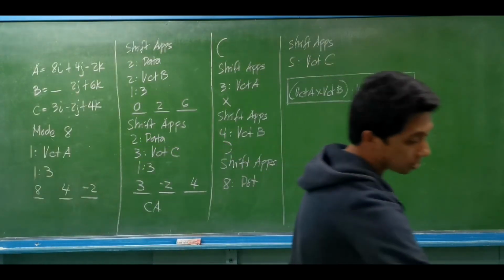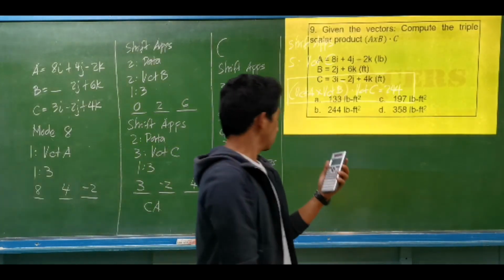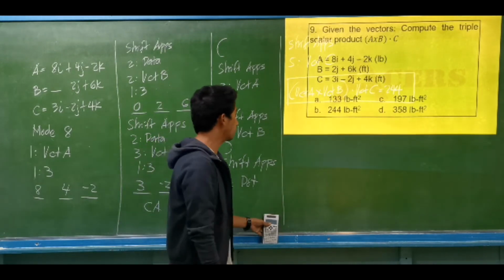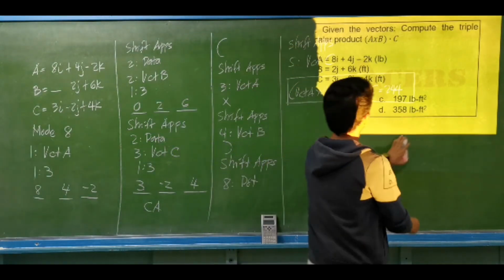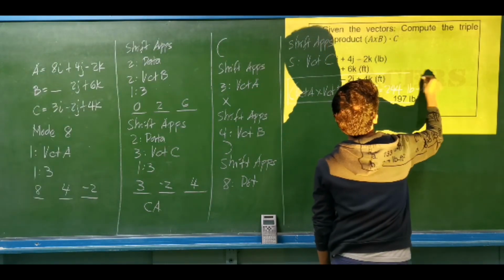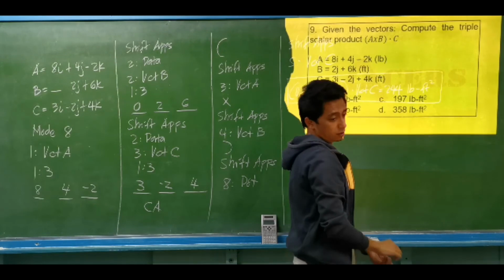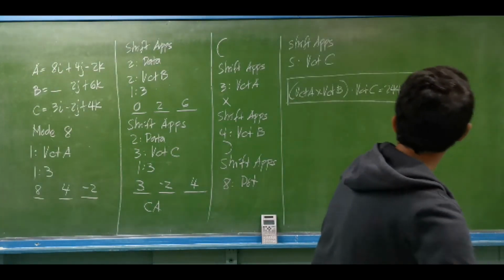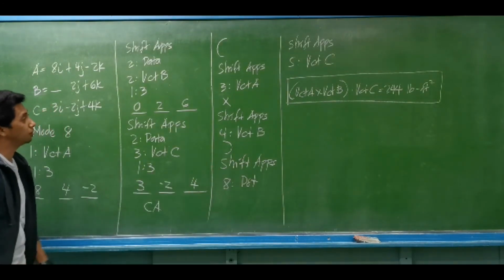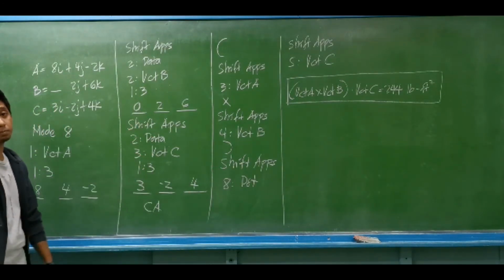Let us check on our choices. We have letter B, that is equal to 244 pounds feet squared. So we have to place the unit. 244 pounds feet squared, or foot squared. This is our mode vector in our calculator, if you are to perform cross product and dot product.